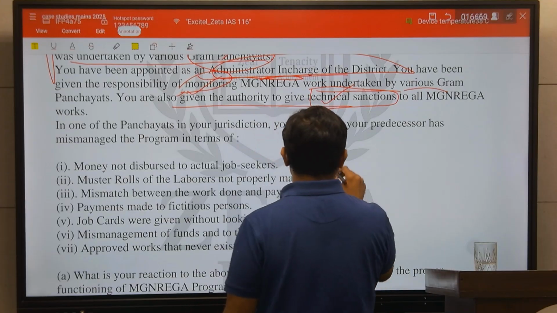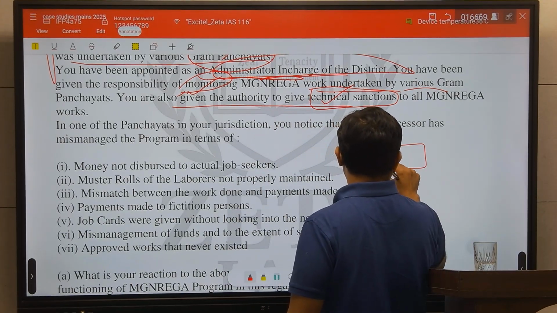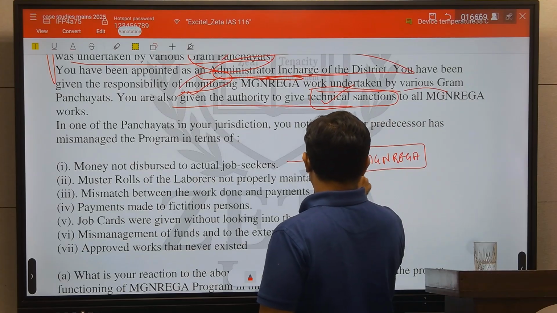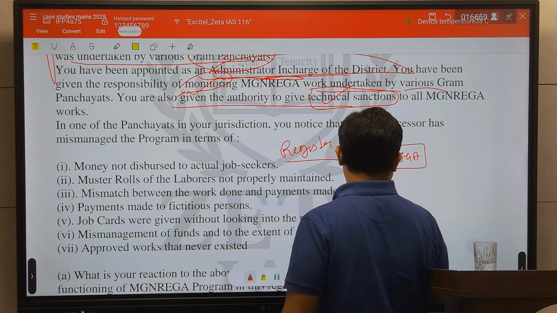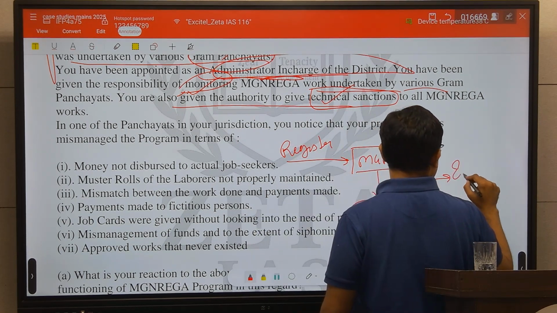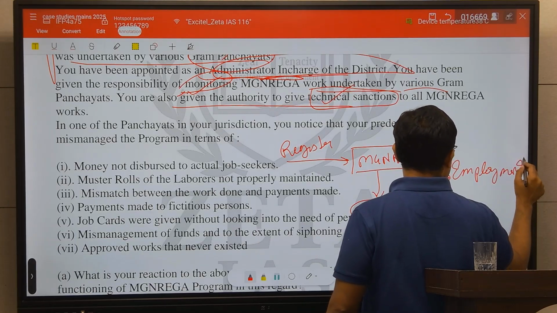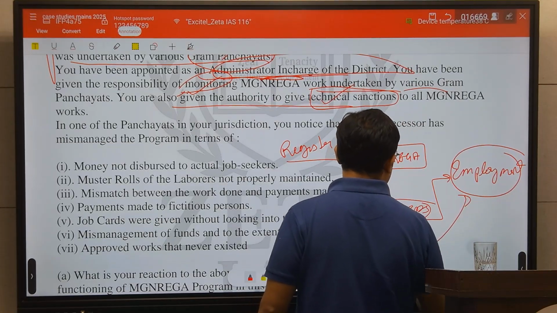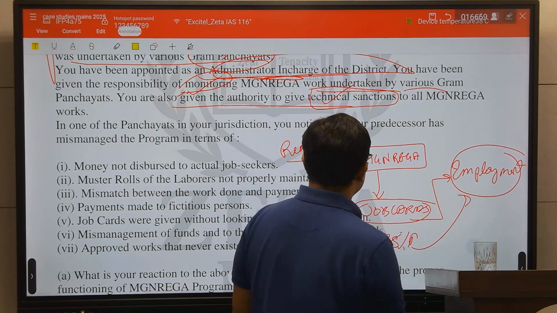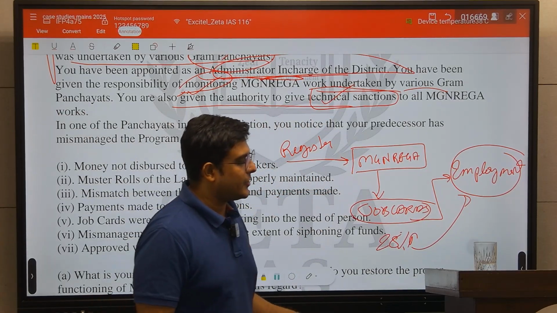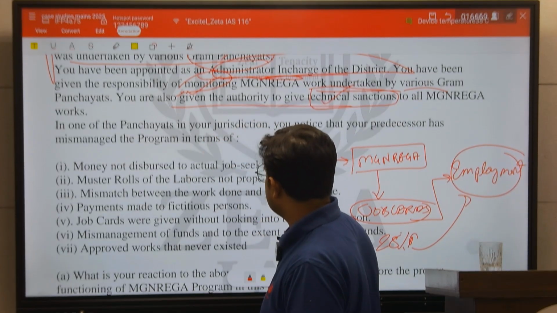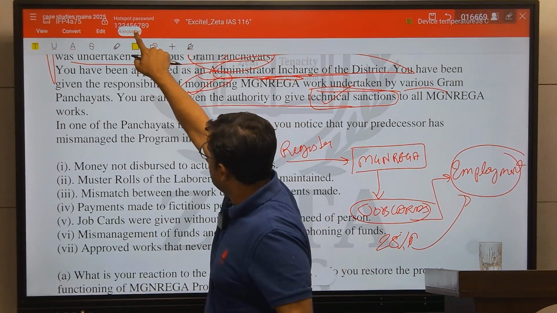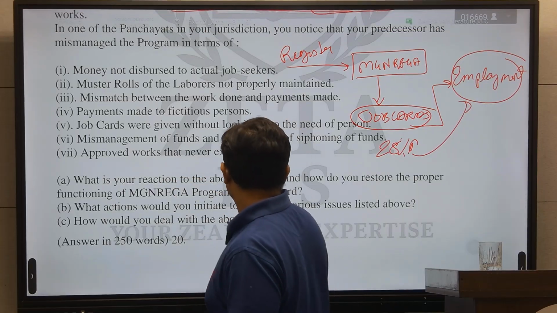So basically, in MGNREGA the unemployed register, they are given job cards, then you seek employment, and the state government also gives 25% of the minimum wage as unemployment allowance. So this is basically the structure of the MGNREGA scheme. Your predecessor was there, and some issues happened. These are the 7 issues it has given. So it is now asking, first, what is your reaction to the above situation?